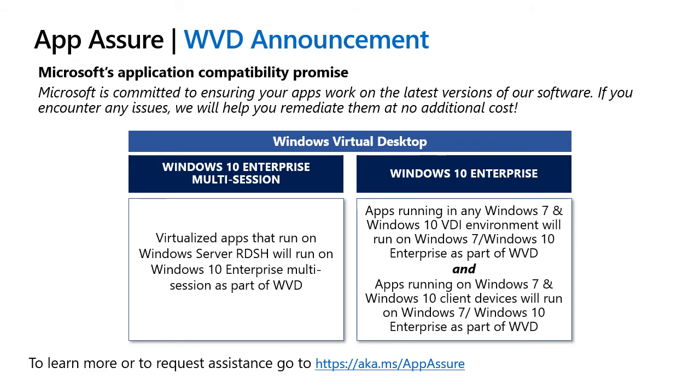on Windows 10. So in a Windows Virtual Desktop environment, if you choose to provide Windows 10 Enterprise multi-session desktops, the virtualized apps that run on Windows Server RDSH will run on Windows 10 Enterprise Multi-Session as part of WVD. For normal Windows 10 Enterprise Single Session, any apps running in any Windows 7 and Windows 10 VDI environment will run on Windows 10 Enterprise as part of WVD, and apps running on Windows 7 and 10 client devices will run on Windows 10 Enterprise as part of WVD.